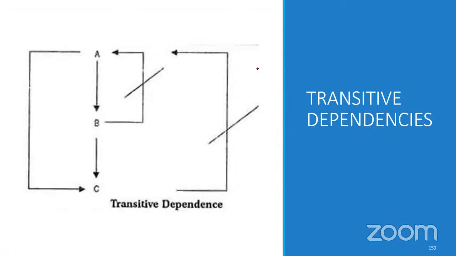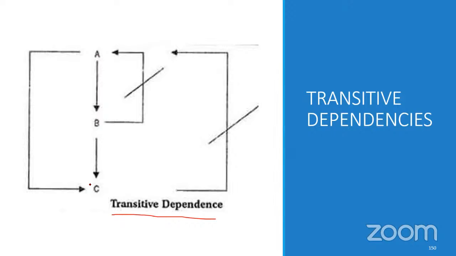If we have a functional dependency A to B, and B to C, it allows a transitive dependency A to C. See here, if there is a functional dependency A to B and a functional dependency B to C, then it allows the transitive dependency A to C. For your understanding, I gave this picture. A to B is a functional dependency and B to C is a functional dependency. These two dependencies allow the transitive dependency A to C.